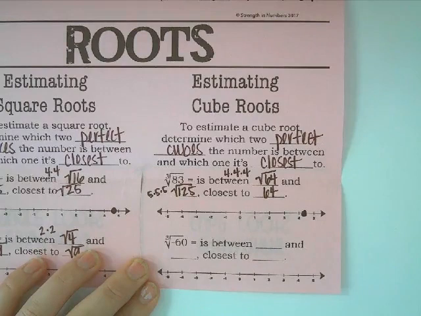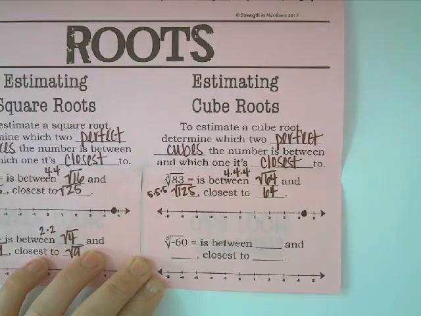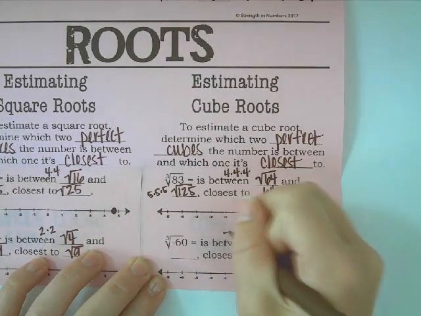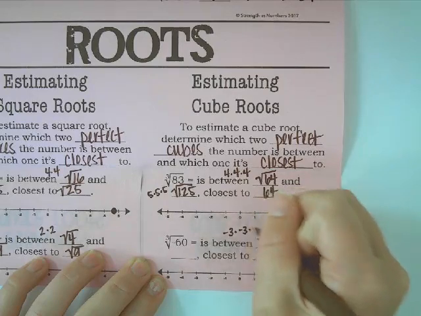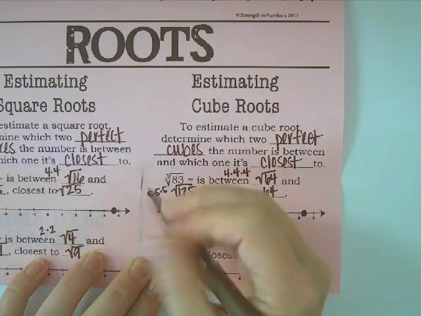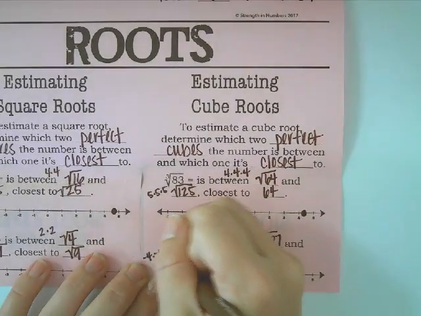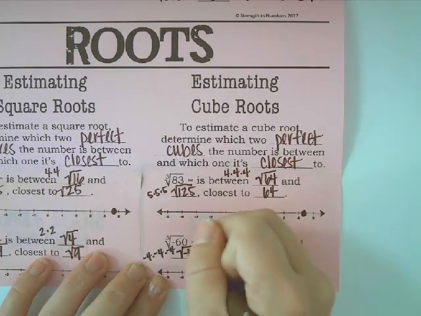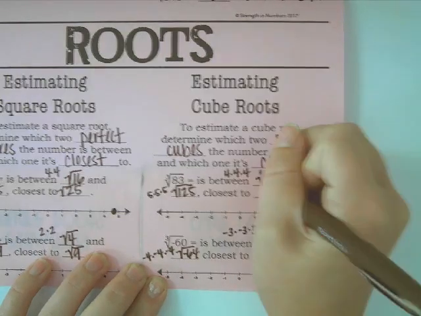Let's try one more example together. This one is a negative. Remember, that means my answer is also going to be negative when it is a cube root. The cube root of negative 60. I'm going to say I think that's close to the cube root of negative 27. To get negative 27, I said negative 3 times negative 3 times negative 3. The next one that comes to mind would be the number right after that, which would be negative 4. Negative 4 times negative 4 times negative 4, that's going to give me the cube root of negative 64. Don't forget to put that little 3.